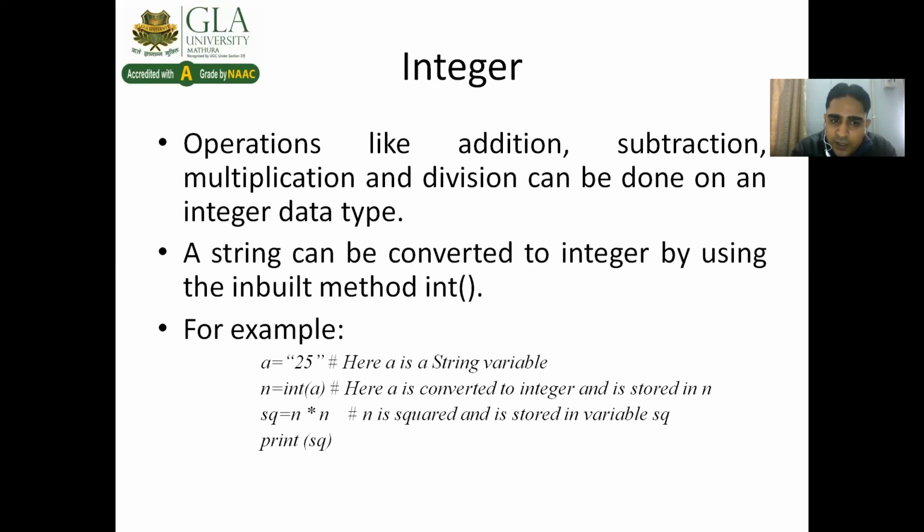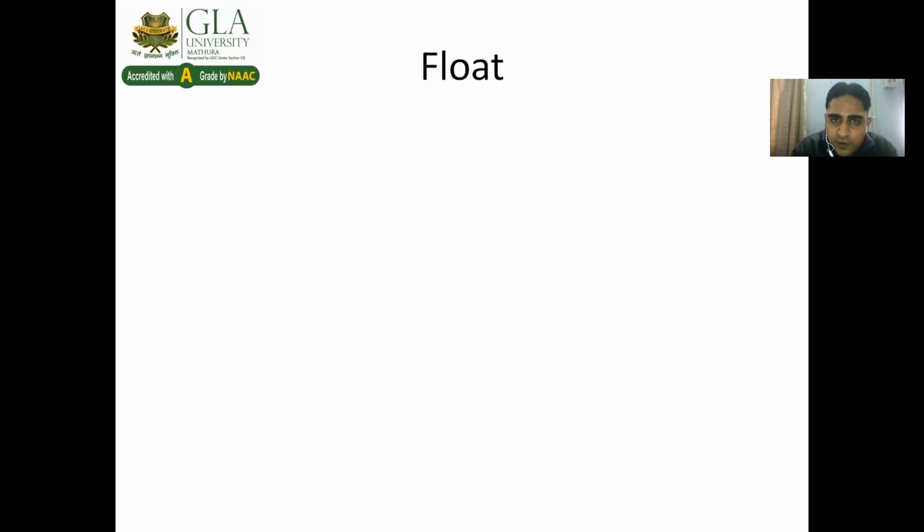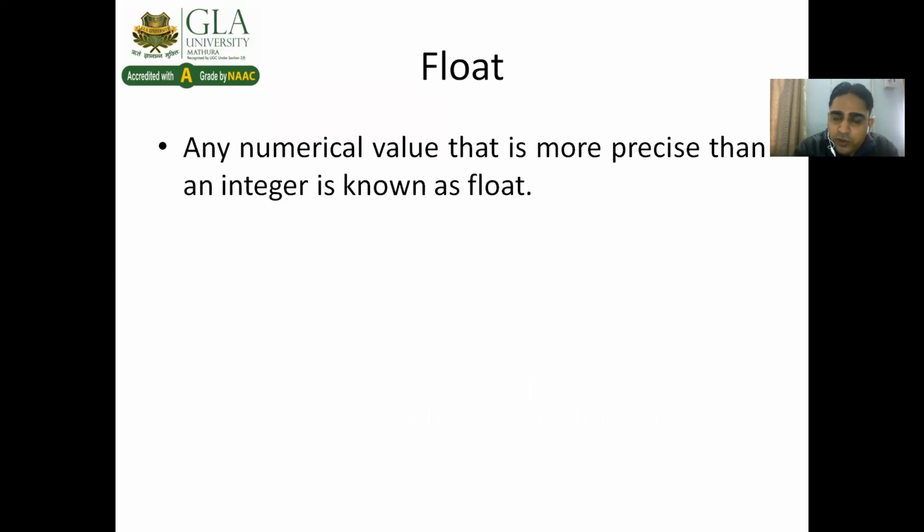And if I'm writing n equal to int(a), it means the value a, whatever is in the data type string, is going to be converted into integer, and then that integer value is getting assigned to variable n. So n is actually an integer variable, and we can apply the operators that work on mathematical operations, right? So let us say I've written sq equal to n into n. So n into n will be calculated on the integer value 25, and we will be getting the answer as 625, right?